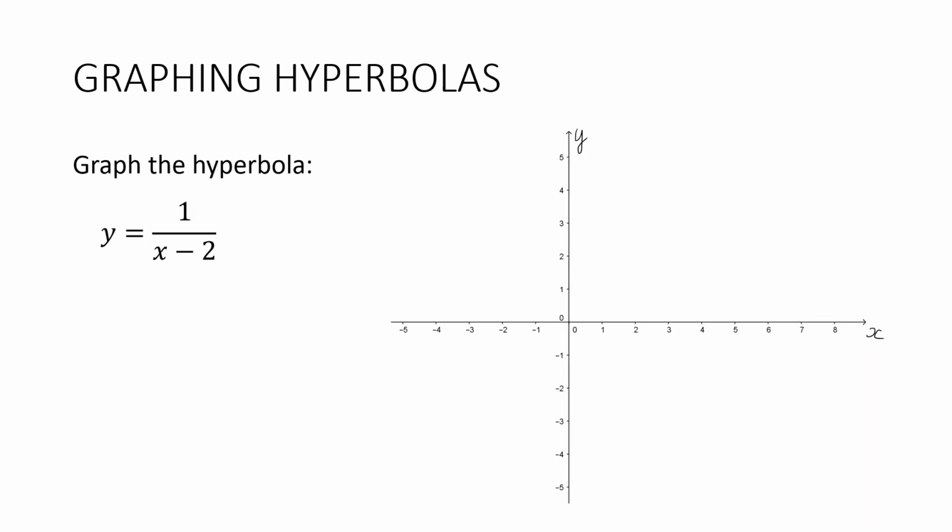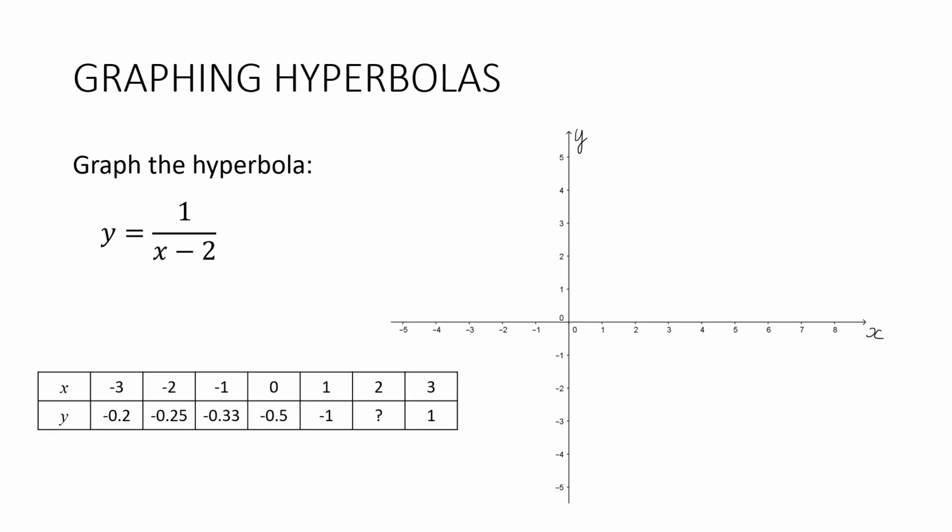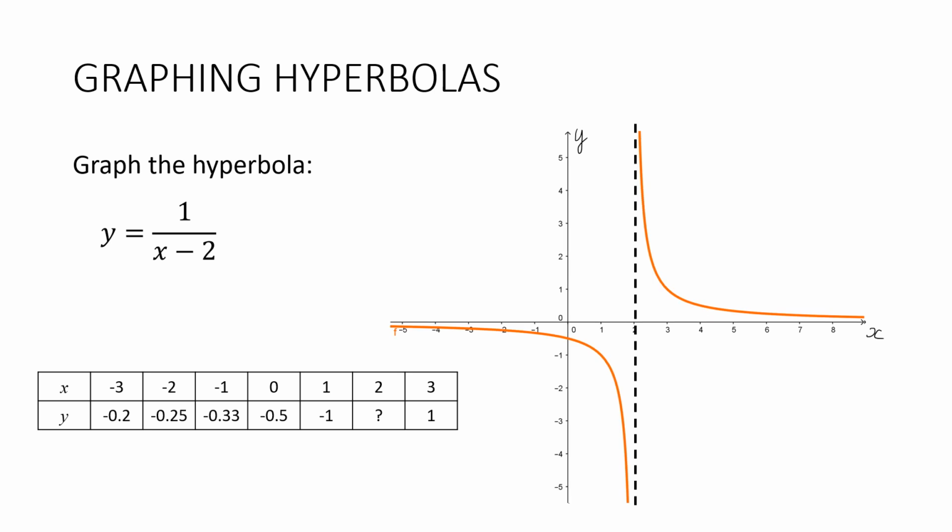Now one way to graph a hyperbola is to draw up a table of values. And you can see that when we get to x is equal to 2, we run into trouble because 2 minus 2 is 0 and we can't have 0 in the denominator. And this is our vertical asymptote. If we plot points, we're going to end up with a curve that looks like that. And we can see that there is a horizontal asymptote at y is equal to 0.